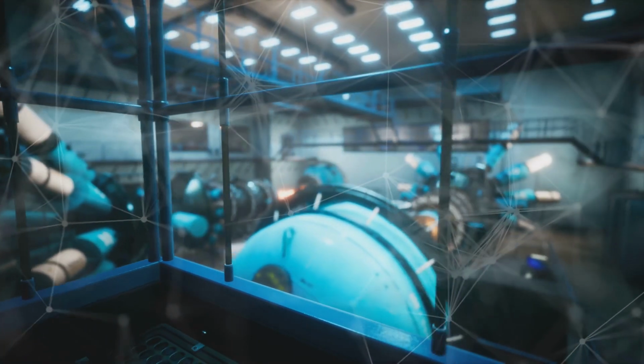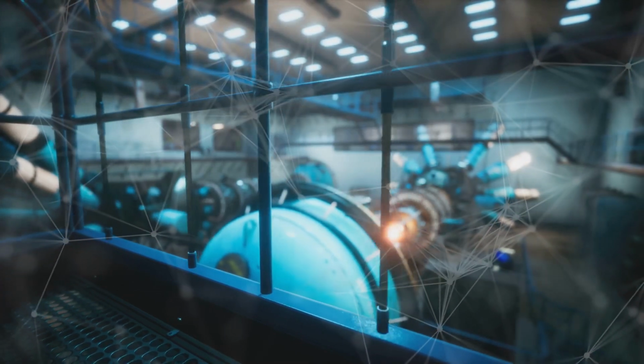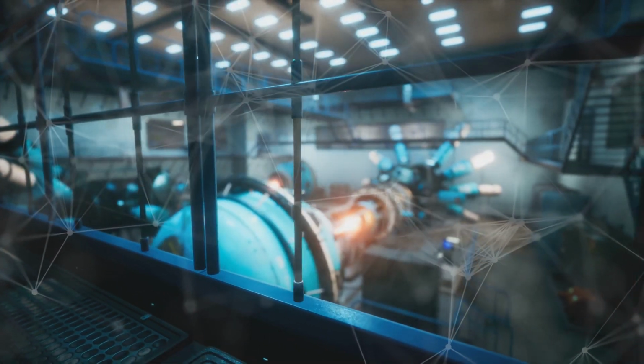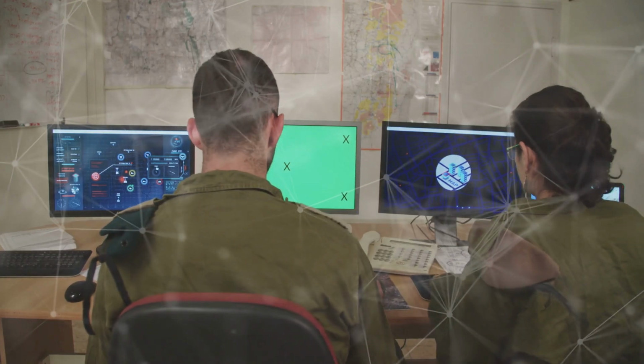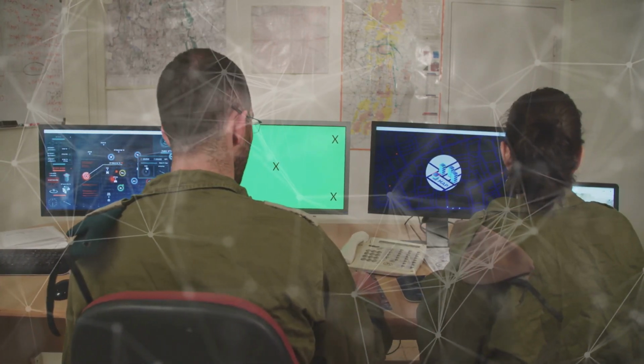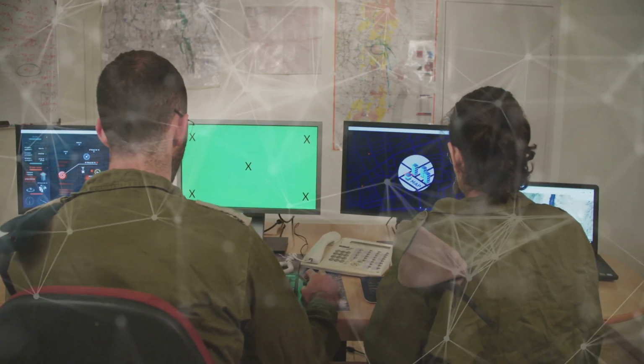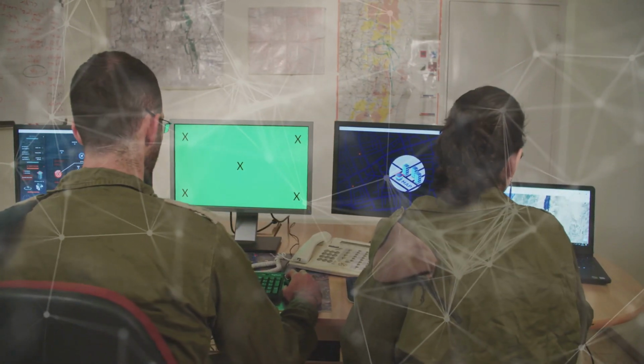The Stuxnet worm, discovered in 2010, is a prime example of a 0-day attack with geopolitical implications. This highly sophisticated malware, believed to be a joint effort by the United States and Israel, targeted Iran's nuclear program, causing significant damage to centrifuges used for uranium enrichment.